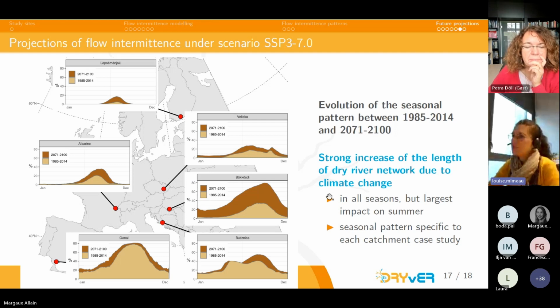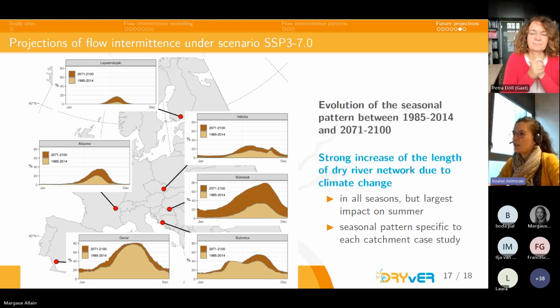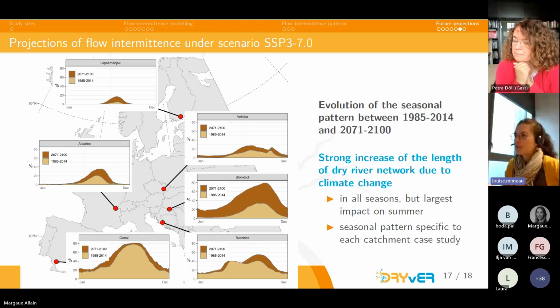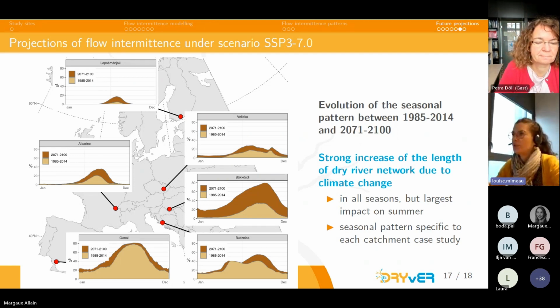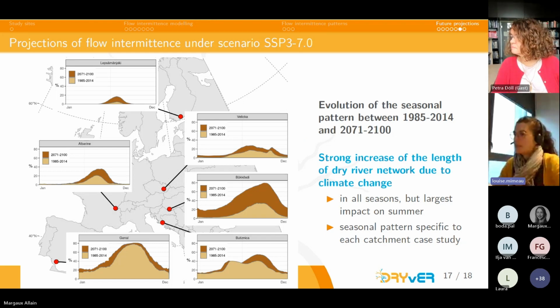And the last result is to show you the different projections of the seasonal pattern of flow intermittence across the 6 catchments in Europe. And you can see a strong increase of the length of the dry river network due to climate change, and it concerns all seasons, but it mostly has the largest impact on summer. And you can see that we have seasonal patterns very specific to each catchment study site. Next, please.